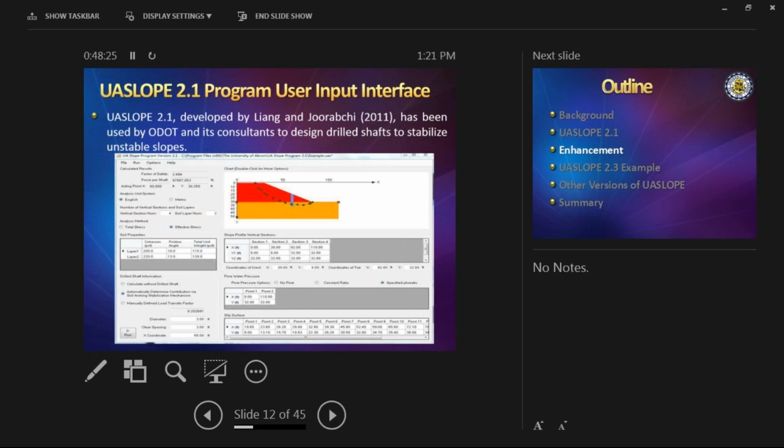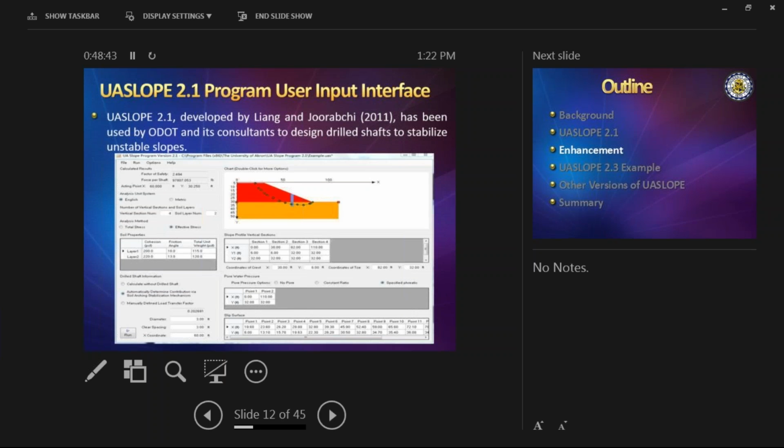So in this particular view graph, you can see the case where the drill shaft is put somewhere around the midpoint of the slope, or a little bit down from the midpoint of the slope. And you can see it's 2.49.